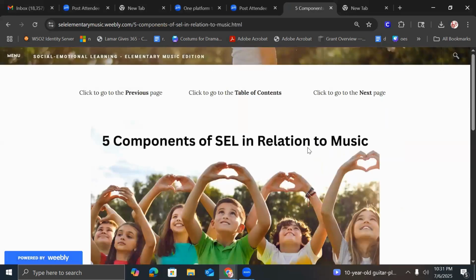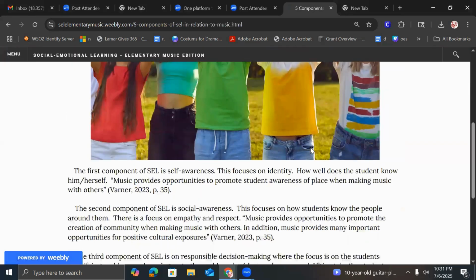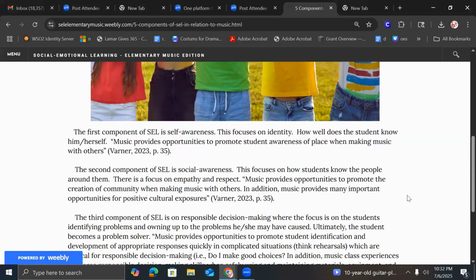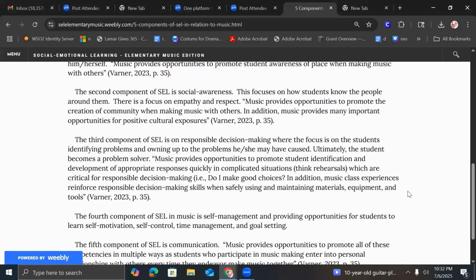So how does this relate to music? In music, we can have these 5 steps. First step is self-awareness. This is identity. Music provides opportunities for students to learn who they are and to help regulate their emotions.